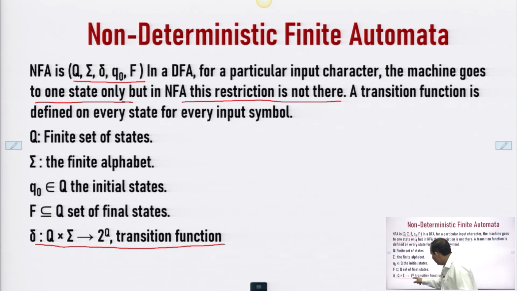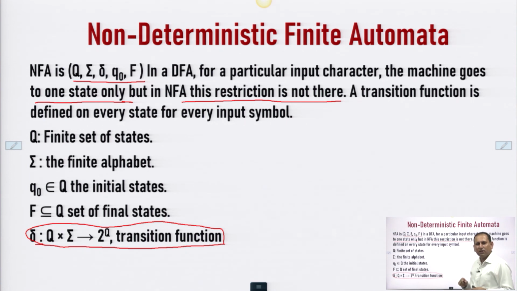You can see 2 to the power Q, that is a multiple transition. With the same input, I can go to a different set of states. So, this transition function makes the difference between the NFA and the DFA. The major difference lies in the transition function for the NFA and the DFA.